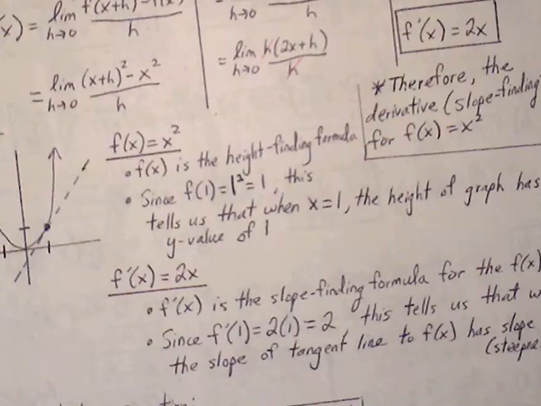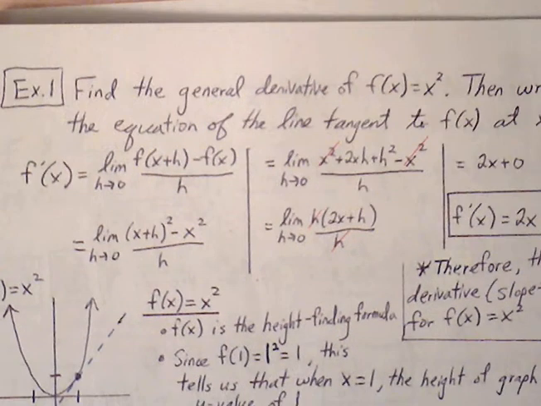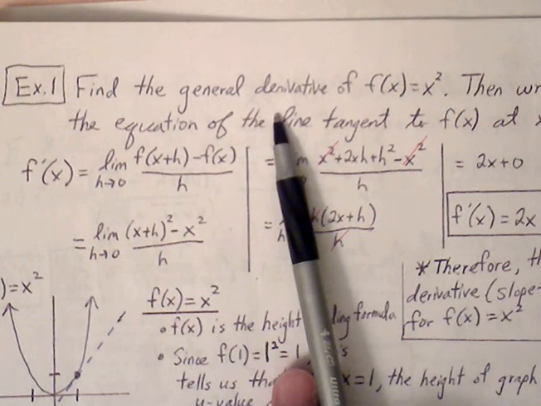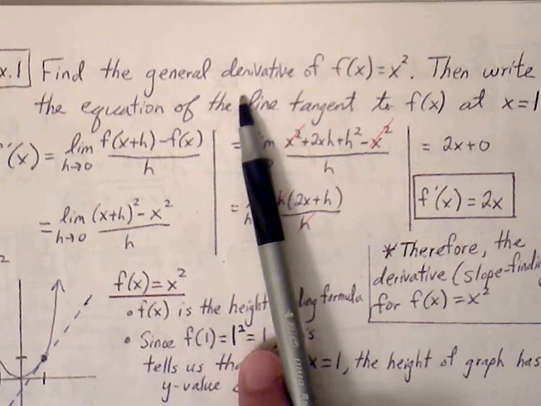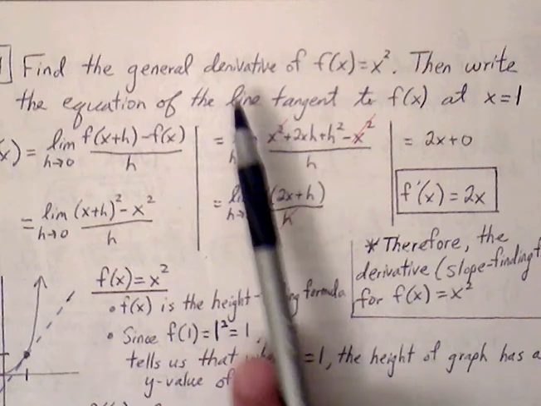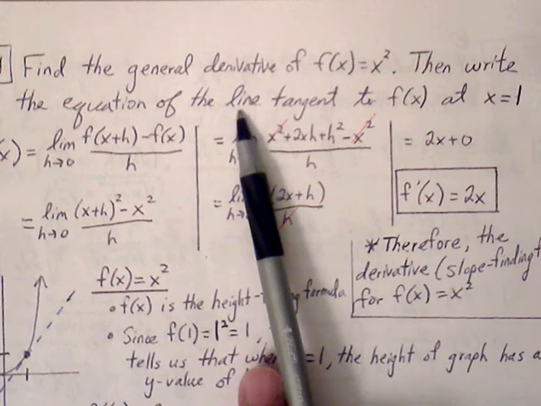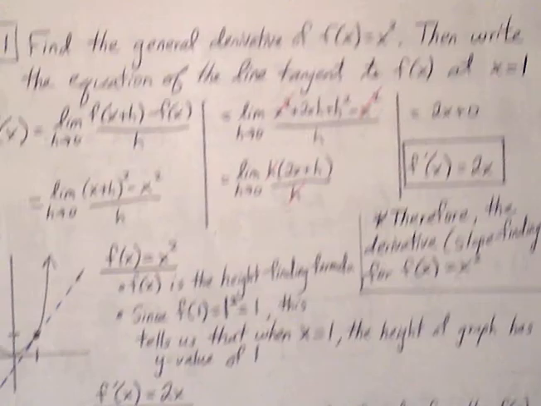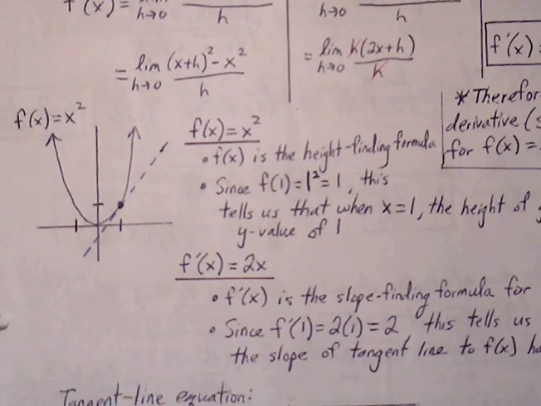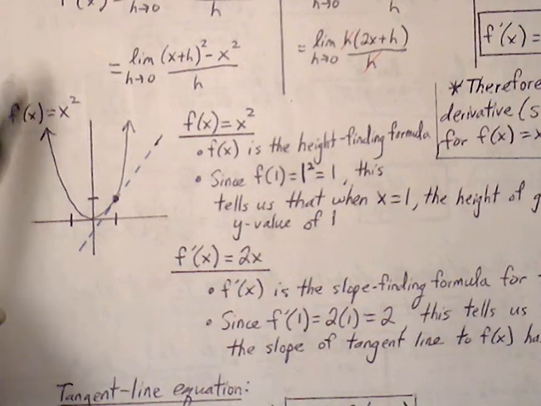Okay, so let's look at example 1. Find the general derivative for the function f of x equals x squared. Then write the equation of the line tangent to our function at x equals 1. Okay, let's talk about this curve, f of x equals x squared.